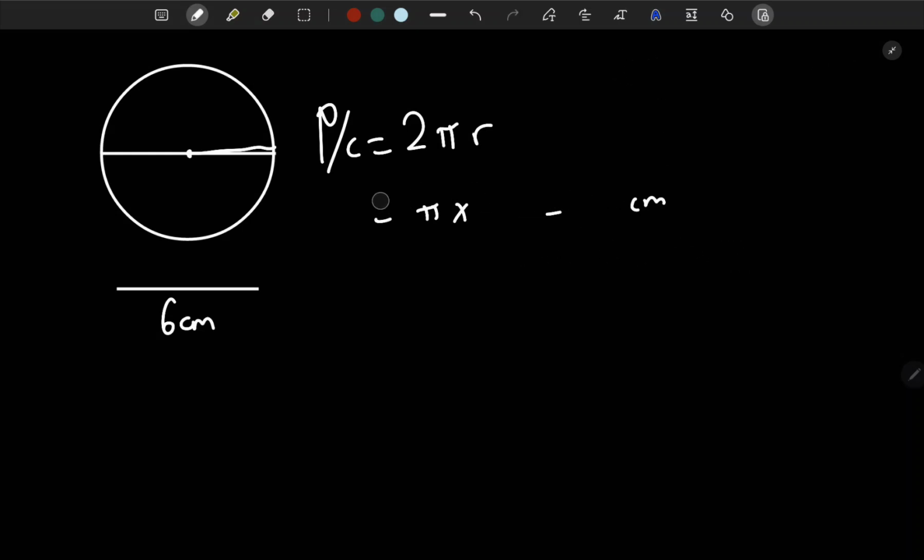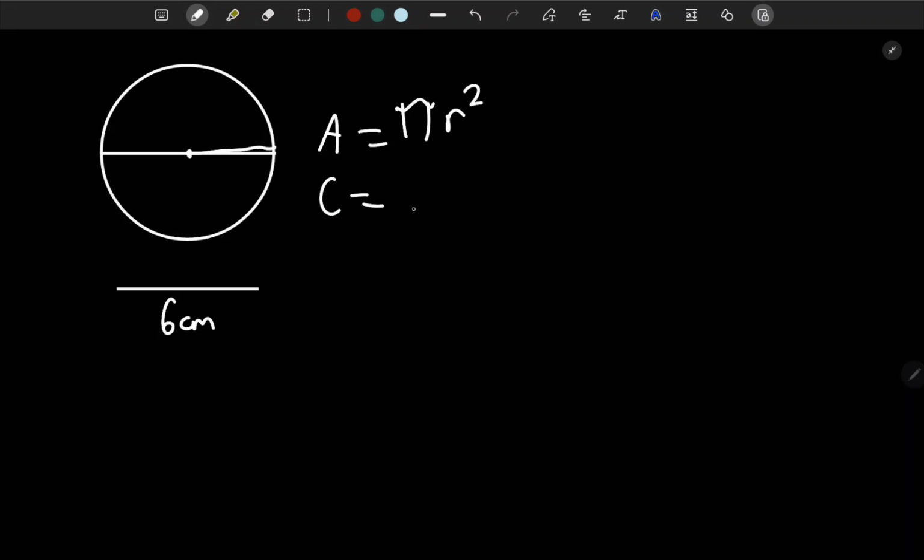For a circle, the most important things are that the area of a circle is pi r squared, the circumference or the perimeter is equal to 2 pi r, and also diameter is equal to 2 multiplied by radius. So d is equal to 2r, with lowercase r.